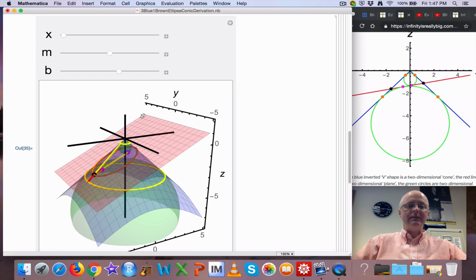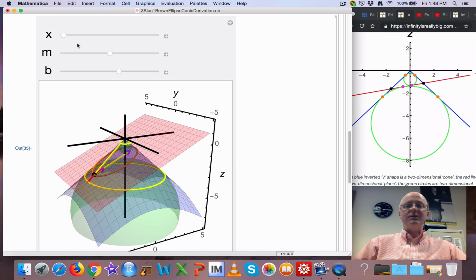Y goes into the screen here, positive going into the screen. That is the ellipse, that is the intersection. You also see a couple pinkish magenta dots here. Those are the foci of the ellipse, foci being the plural of focus. Then you see some lines in here, and you see some sliders up here.